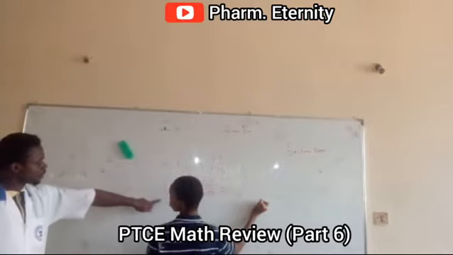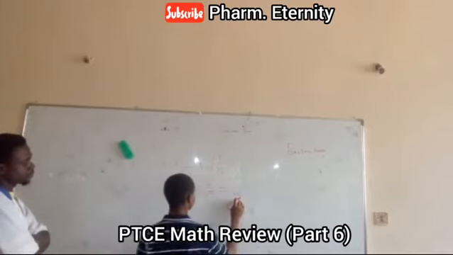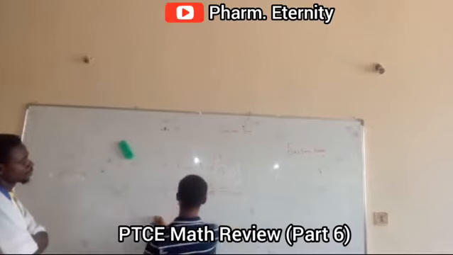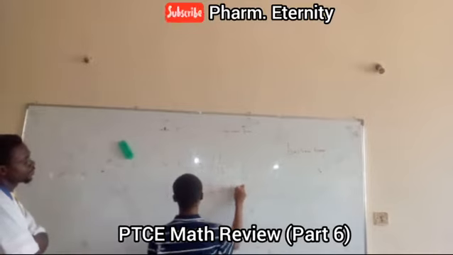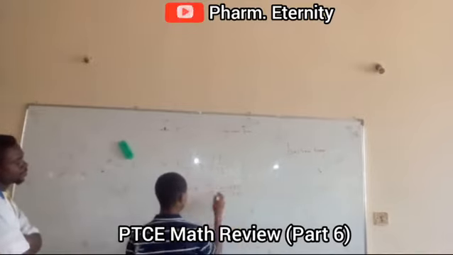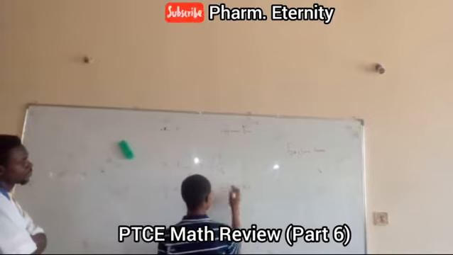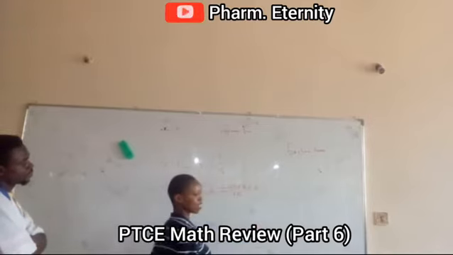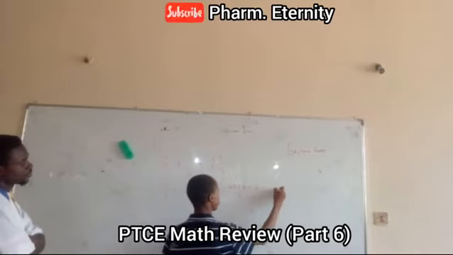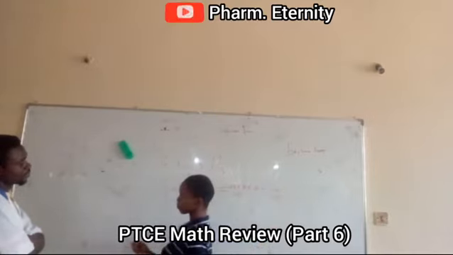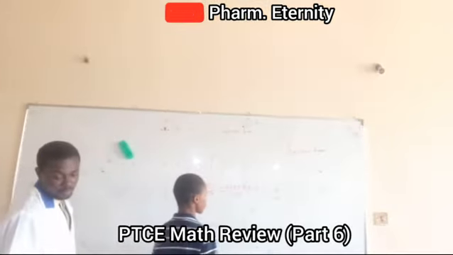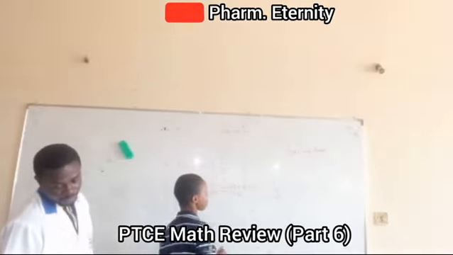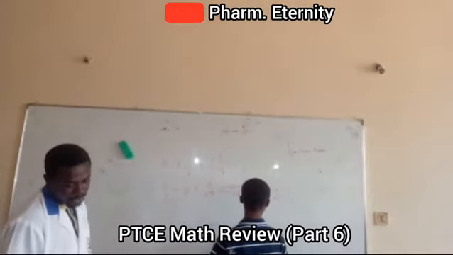Is this 5 or 1? This one is 1. Okay, continue. So it goes to 15. 15 divided by 1, you give 15. So 15 times 3 is 45. Plus 15 divided by 5 is 3. 3 plus 1, that is 16. So it becomes 64. Is that a proper fraction? No, improper. Continue now.